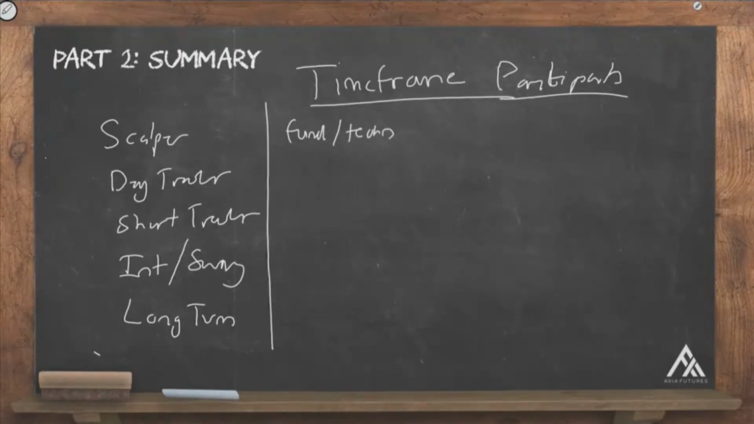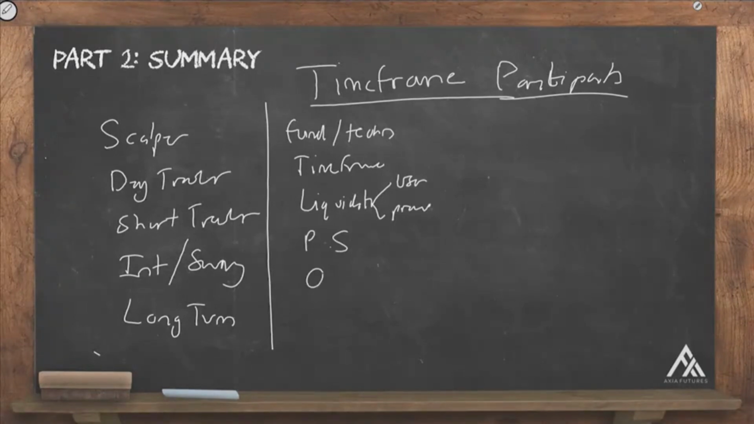And then time frame, and then liquidity. Are they a user, or a provider? And then price sensitivity, order size, and influential. Okay, I want to go through this. I don't want to spend too much time as you've got the table, but it's so imperative, guys, that you understand how every one of these time frame participants, what the characteristic is.